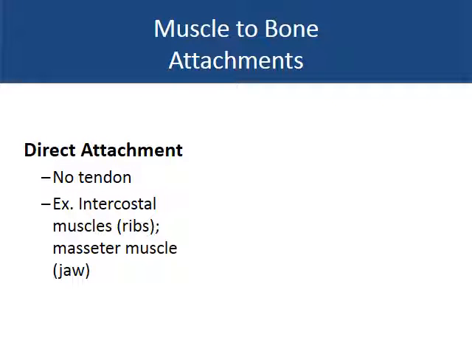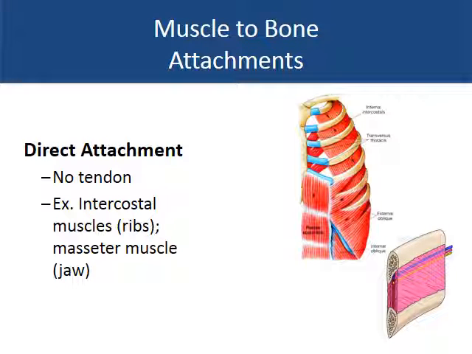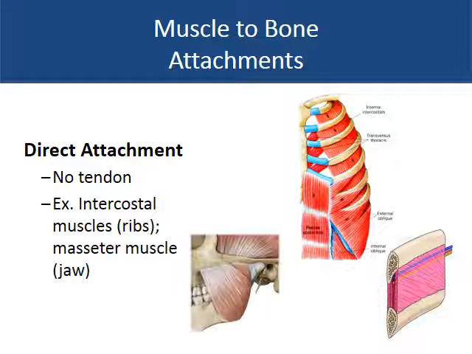Another type of attachment is the direct attachment. In this case, the muscle is directly attached to the bone without any tendon in between. The collagen fibers of the epimysium are directly continuous with the periosteum of the bone, so it looks like the muscle tissue emerges directly from the bone. Examples of this type of attachment would include the intercostal muscles, which attach between adjacent ribs and move the ribs, and the masseter muscle, which is attached to the mandible and closes the jaw.